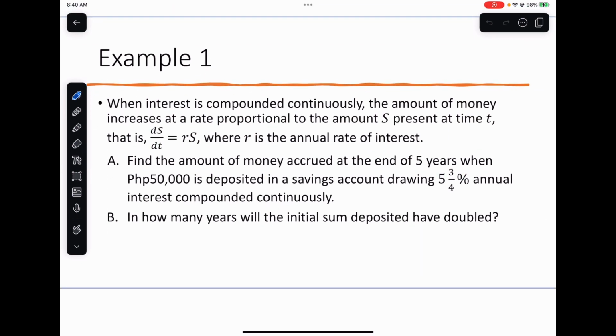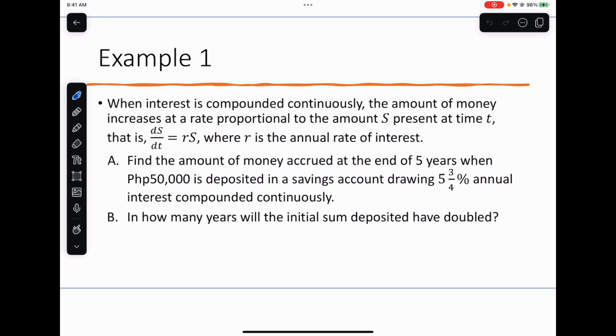When interest is compounded continuously, the amount of money increases at a rate proportional to the amount s present at time t. That is ds over dt is equal to rs, where r is the annual interest rate. So the differential equation pertaining to interest is given: ds over dt is equal to rs, wherein s corresponds to the amount of money deposited in the bank, and r corresponds to the interest rate. We are tasked to find the amount of money accrued at the end of 5 years.